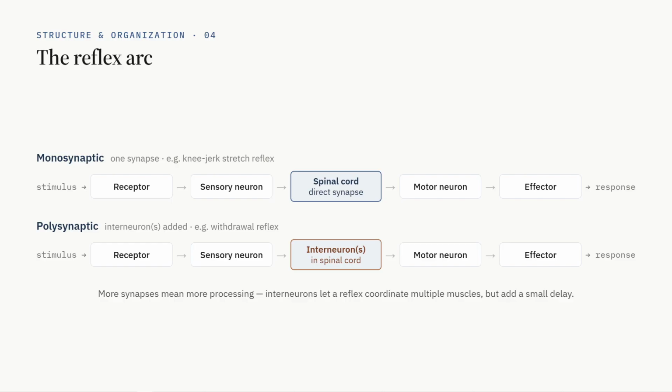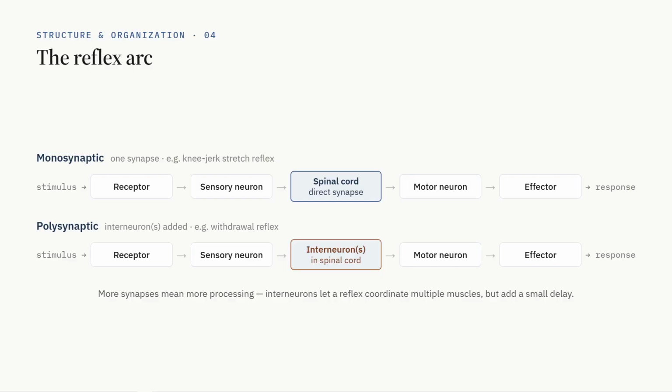A reflex arc is the shortest route from stimulus to response, often without the brain involved at all. The basic path has 5 parts. A receptor detects the stimulus, a sensory neuron carries it in, the spinal cord processes it, a motor neuron carries the command out, and an effector, a muscle or gland, responds.